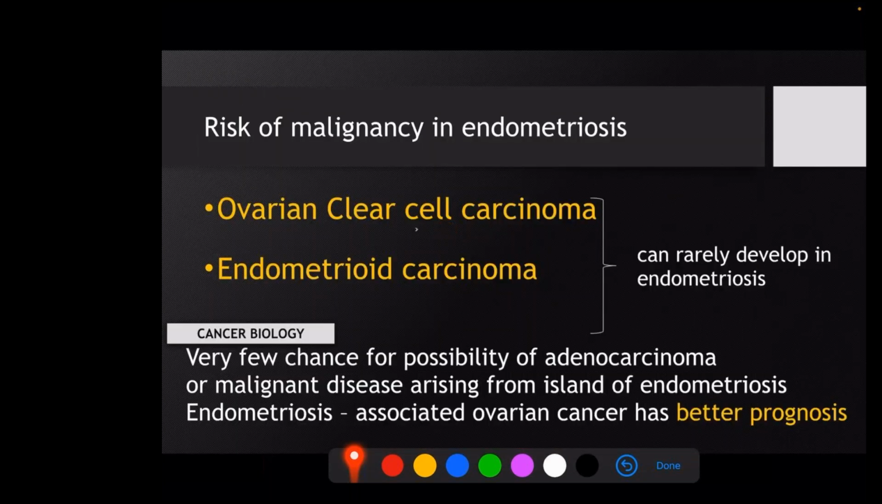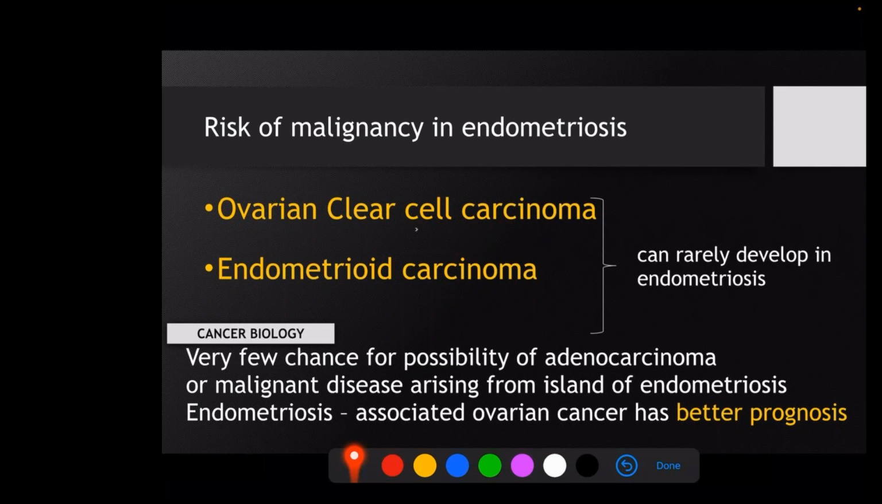Next, the risk of malignancy. Very rarely, ovarian clear cell carcinoma and endometrioid carcinoma can develop in endometriosis. Therefore, endometriosis in perimenopausal and postmenopausal age should be excised completely when surgery is undertaken. Since malignant transformation seems to be estrogen dependent, estrogen replacement therapy should be administered under supervision in postmenopausal women with endometriosis. Otherwise, it can change to malignancy.